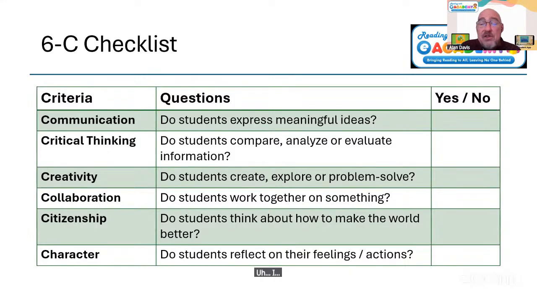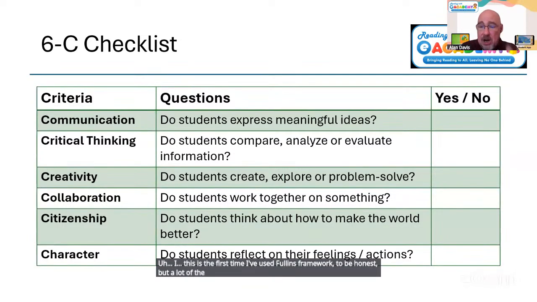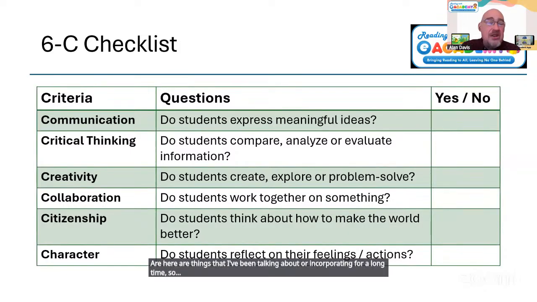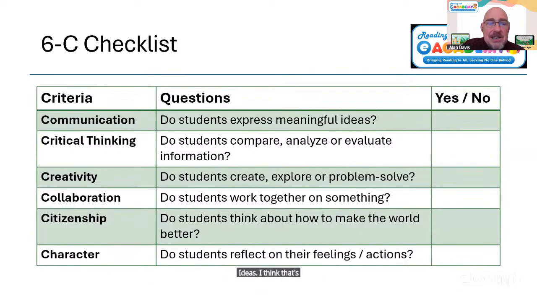This is the first time I've used Fullan's framework, to be honest, but a lot of the ideas are things that I've been talking about or incorporating for a long time. So again, we're kind of used to the 4Cs, which were communication, critical thinking, creativity, and collaboration. And then he's just added a couple on, one of them is SEL and one of them is citizenship. So yeah, the answer is I do encourage schools to incorporate some kind of a framework that uses these ideas. I think that's it.